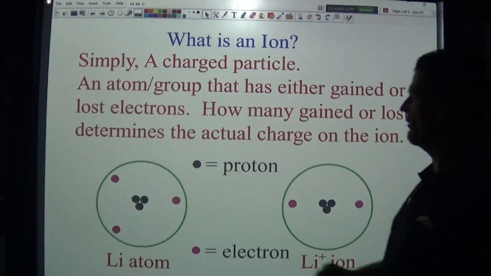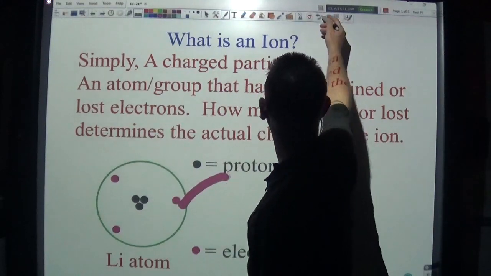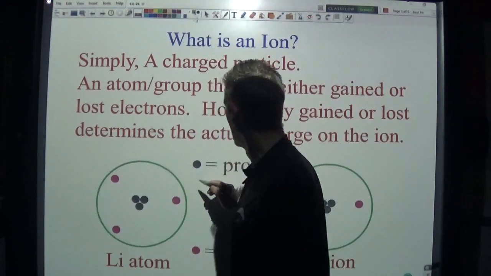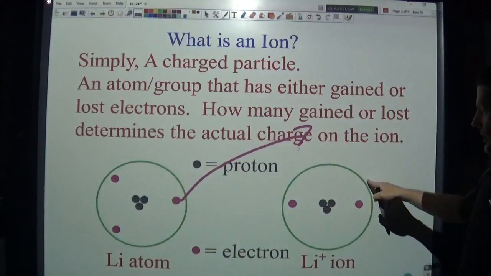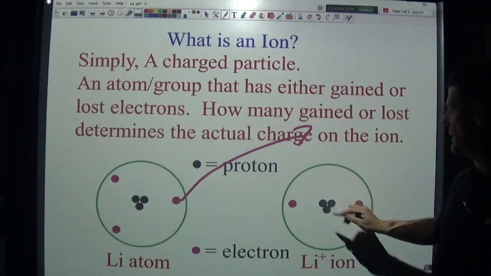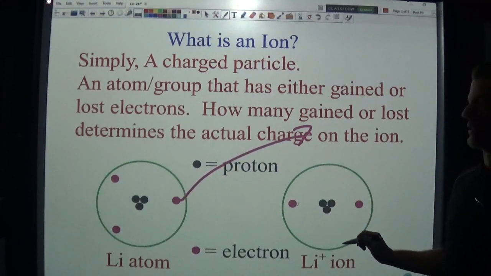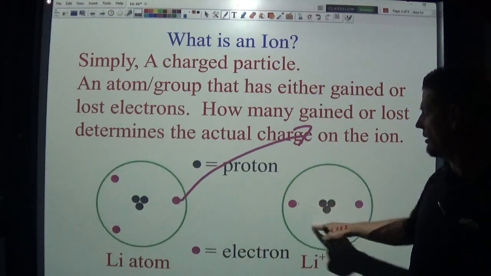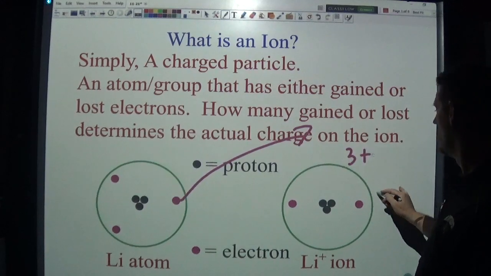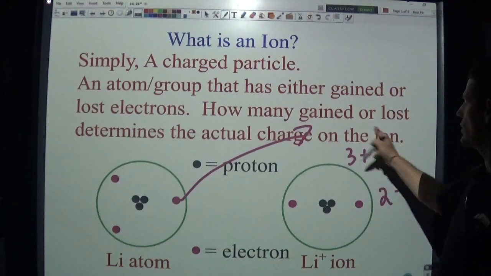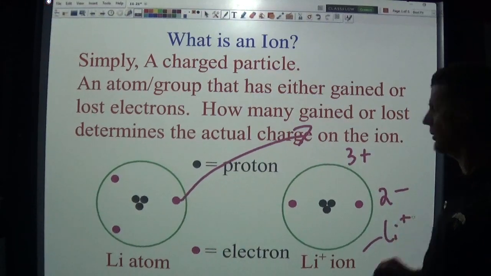But if one of these electrons, let's just pretend this electron, this little electron flies away, and now we have this picture. So we have 3 positive pieces, 3 protons, and we have 2 negative pieces, 2 electrons. So what we're saying is one of the electrons has been lost. This means I have 3 positive pieces and 2 negative pieces, and the total charge on this whole thing now is a lithium ion, which is lithium, and we just write the plus.